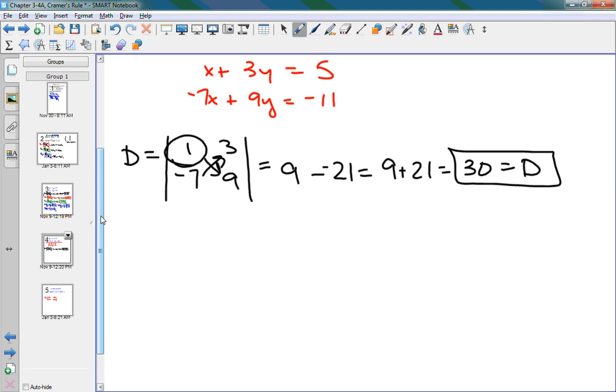Now what? Now I need to do dx. So dx is going to be what this time? I replace the 1 and the negative 7 with the 5 over negative 11.